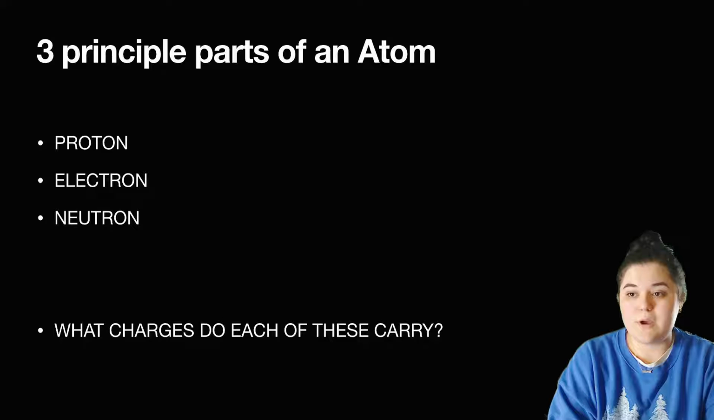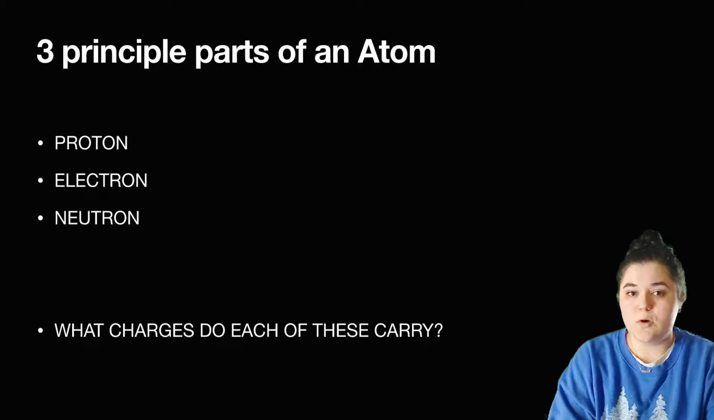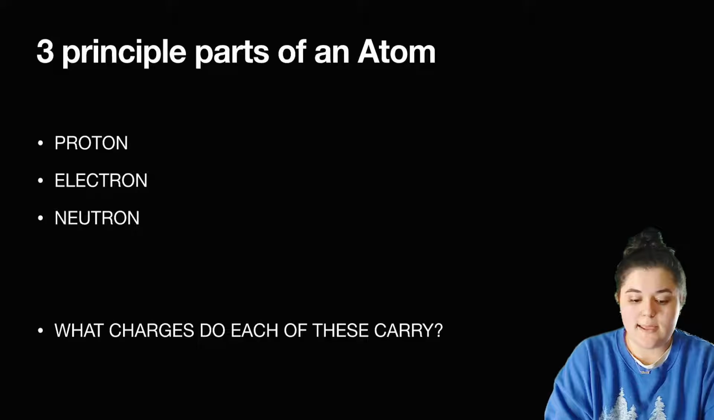There are three principal parts of an atom. You've got your proton, electron, and neutron. So what charges do each of these carry? Your protons are going to carry positive charges, electrons are going to carry negative charges, and neutrons are neutral, meaning they have no charge at all.